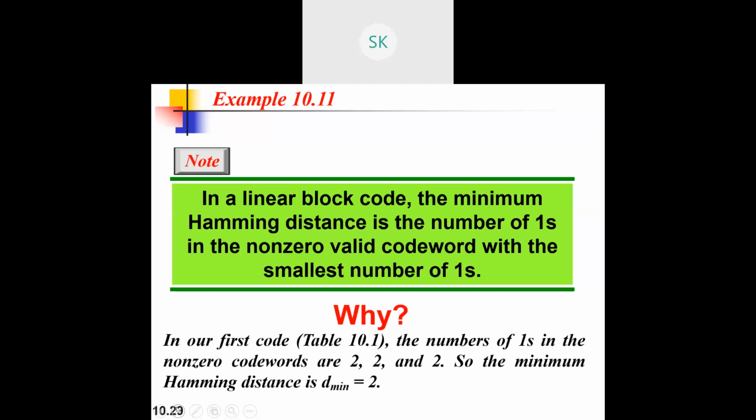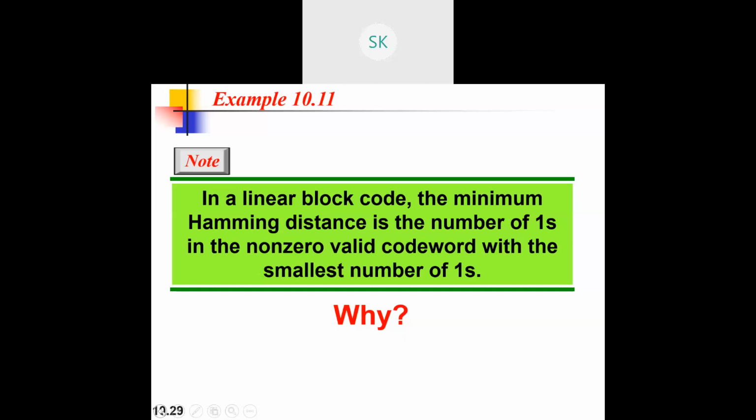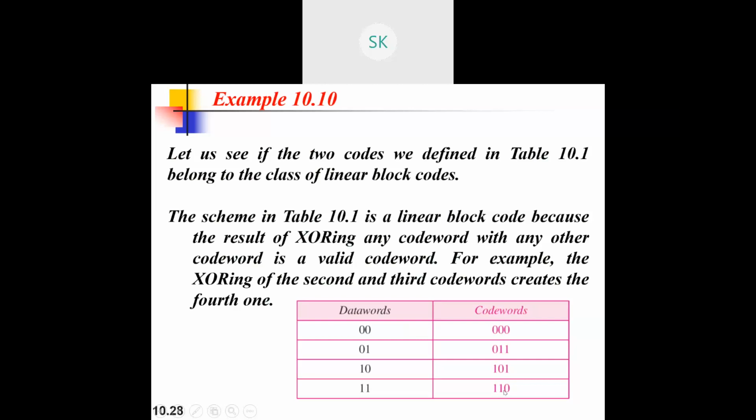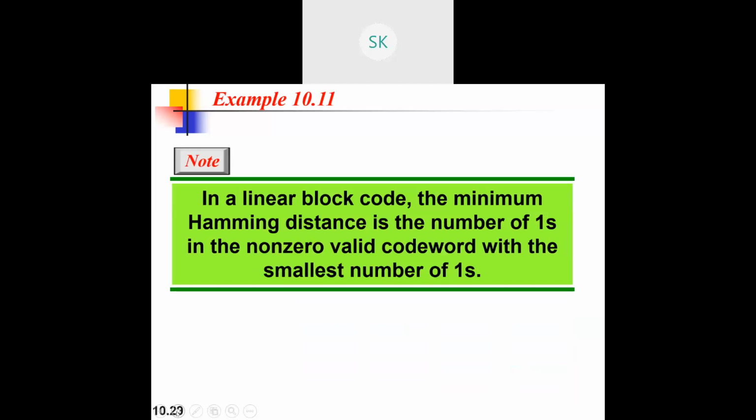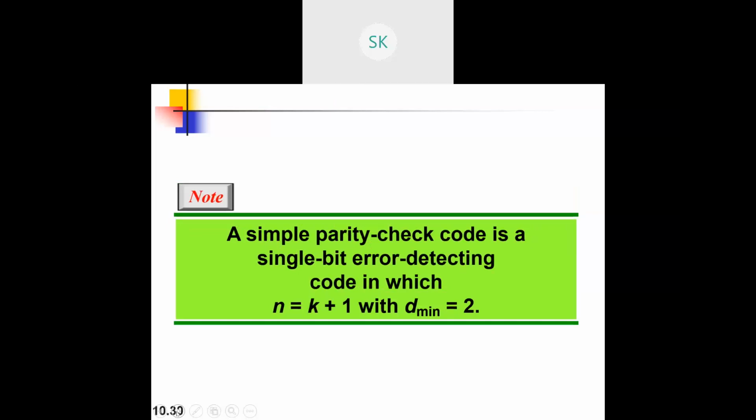In our first code, the number of ones in the non-zero code words, 2 to 2, that will be the minimum distance, the smallest number. Suppose you have 1, 1, 1 also, then the minimum distance will be retained as 2 itself, because 2 is the smallest number of ones occurring in a non-zero valid code word. So that's why it will be 2 itself. That's how it works.